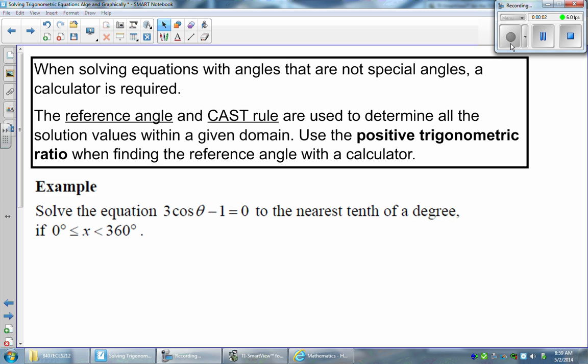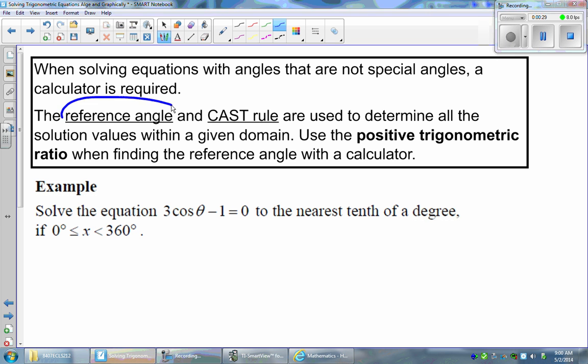All right, in this lesson, I'm going to teach you guys how to solve a trig equation that does not involve the unit circle because the angles involved are not special angles. So remember, special angles are 0, 30, 60, 45, 90, 180, 270, and so on. Any angle on the unit circle is considered special. And sometimes when you solve an equation, it doesn't actually involve a special angle. So what do you do in this case?